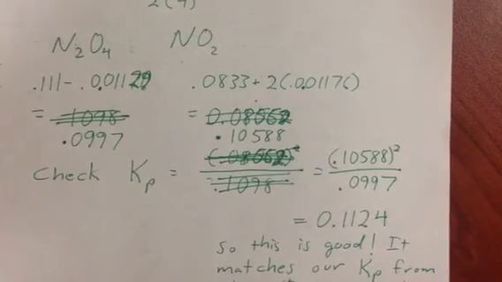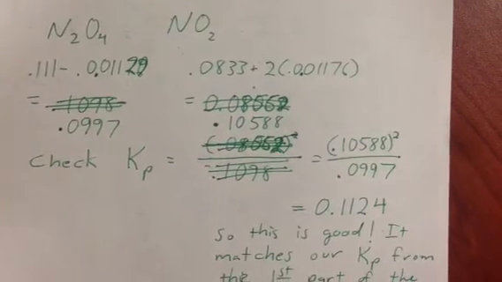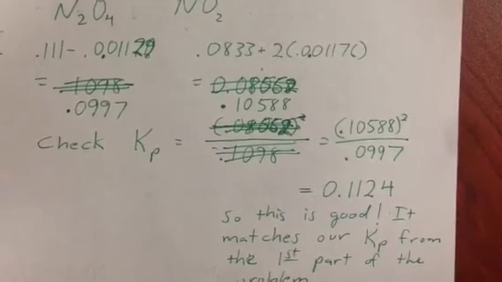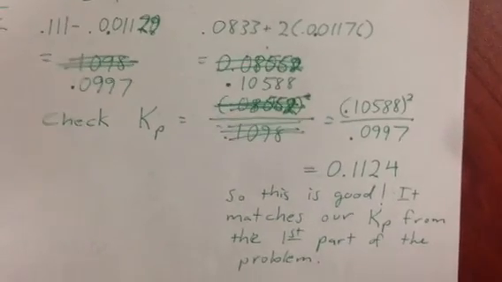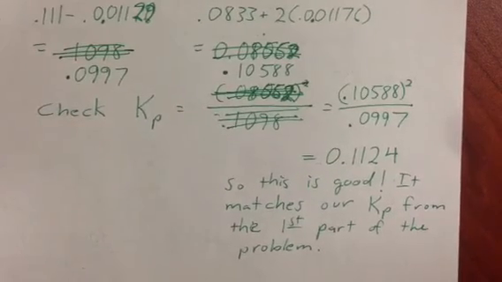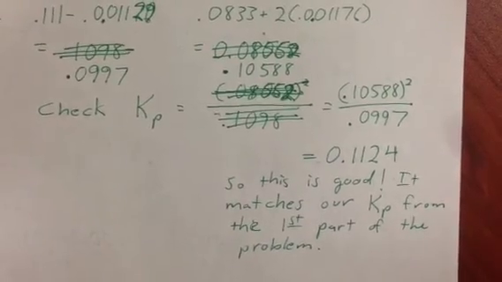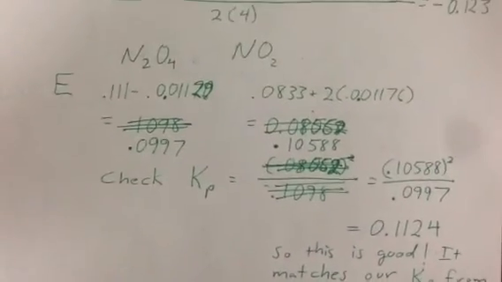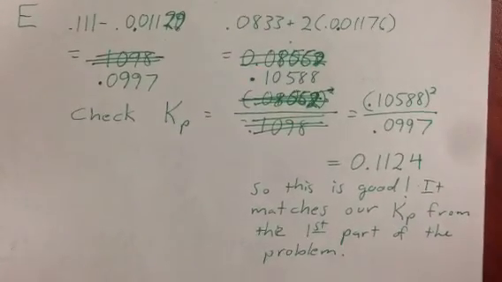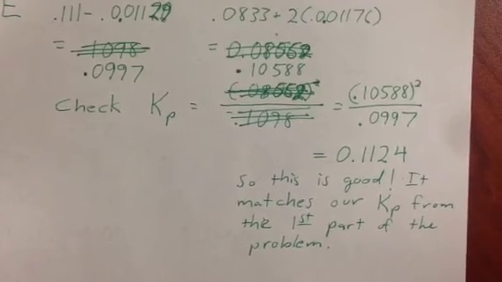If you remember from the previous slide, we had 0.1125 for our initial Kp. Certainly we don't even have that many sig figs here, so we have a match. It's always good to check after solving for your quadratic equation. Check and make sure that the two match up as they should once you've chosen the appropriate x and applied that in your equilibrium row of your ice table. In this case it does, and so we can feel more confident that our answer is correct.